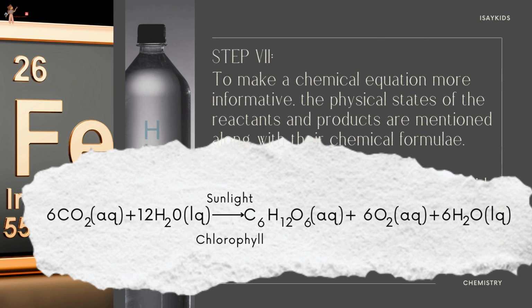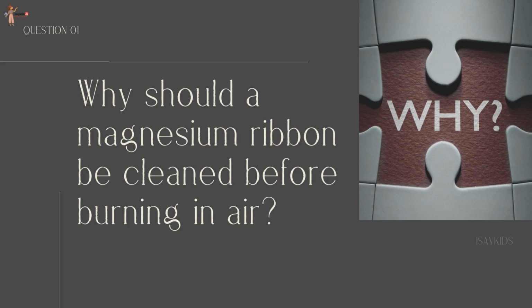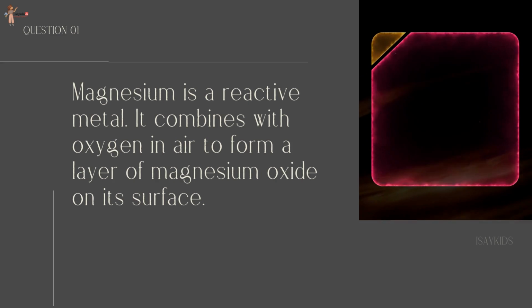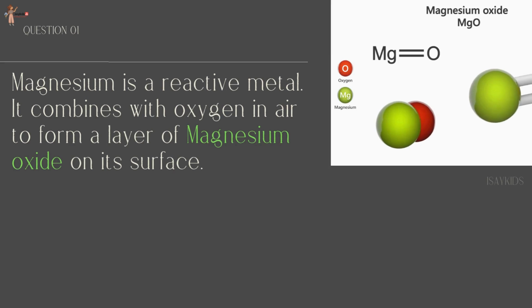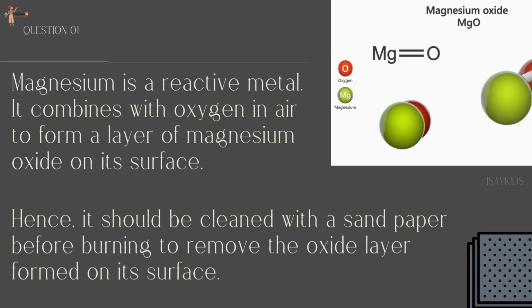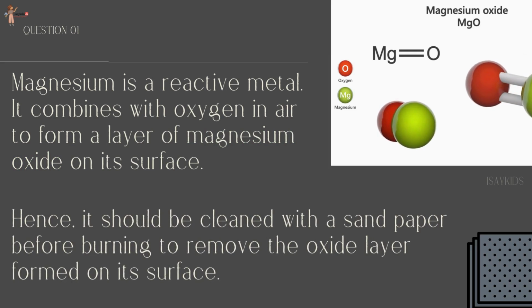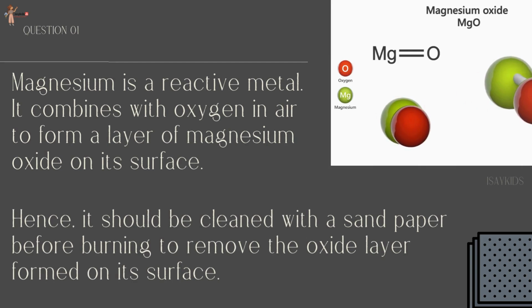Interesting, isn't it? Now, time for some questions. Why should a magnesium ribbon be cleaned before burning in air? Any guesses? Well, it is because magnesium is a reactive metal. It combines with oxygen in air to form a layer of magnesium oxide on its surface. Hence, it should be cleaned with a sandpaper before burning to remove the oxide layer formed on its surface.